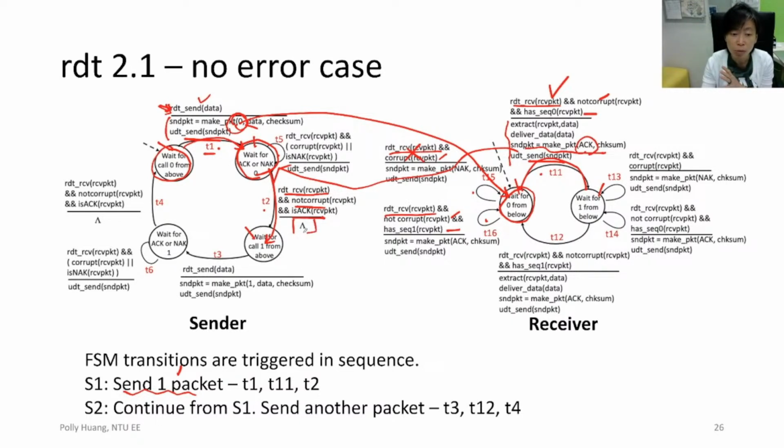And there's nothing to be done here. No more packets being generated flying back to the receiver. So we could have stabilized right here. The sender stops here, the receiver stops here. And in the process, we take 3 transitions. The first one is T1 at the sender side. The second is what? T11 at the receiver side. And the third being T2 at the sender side.